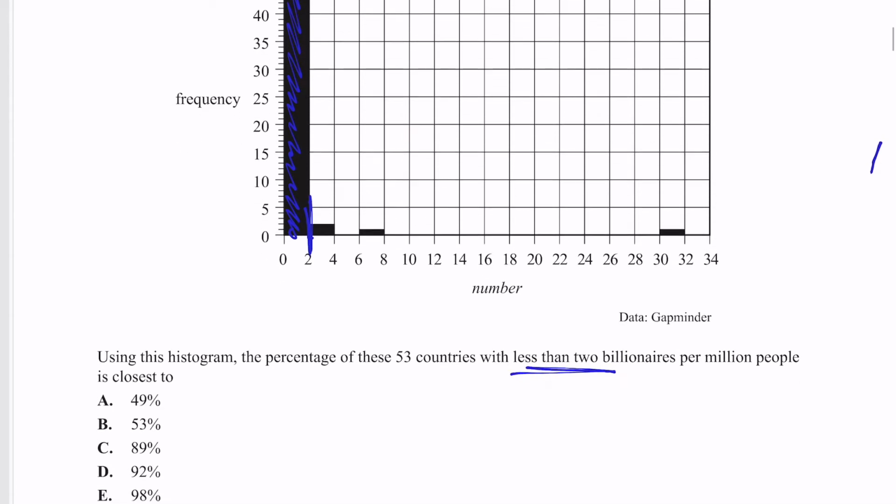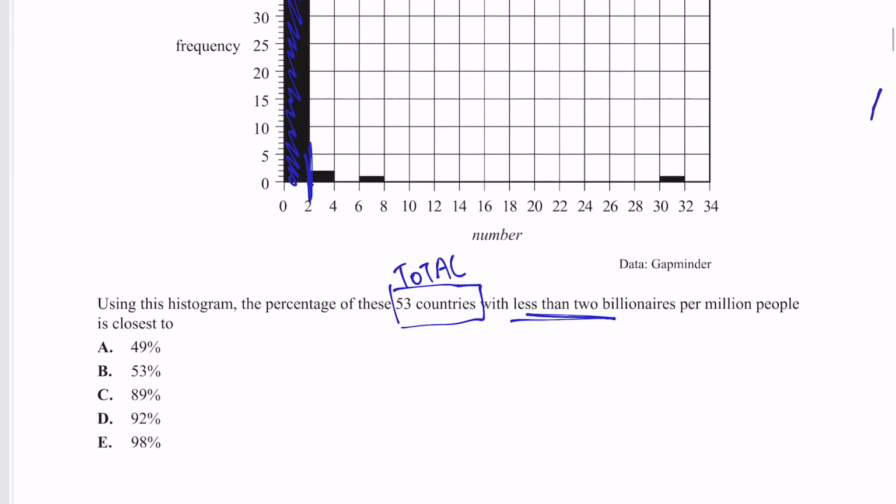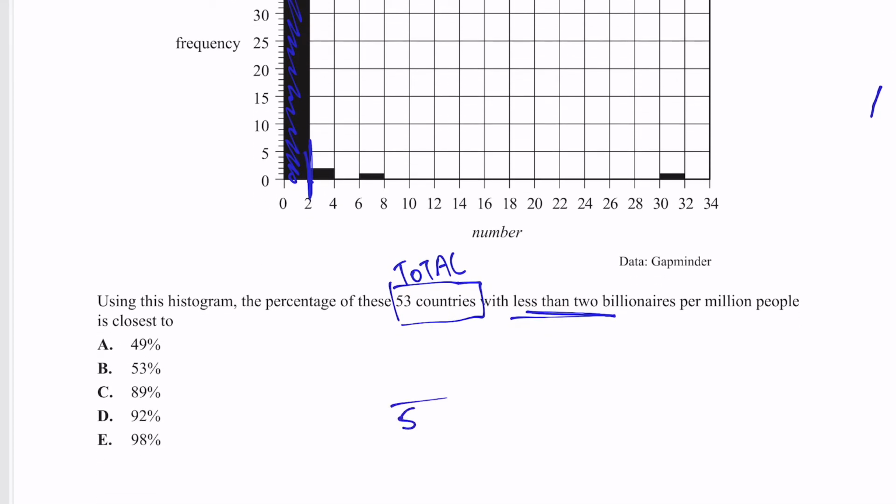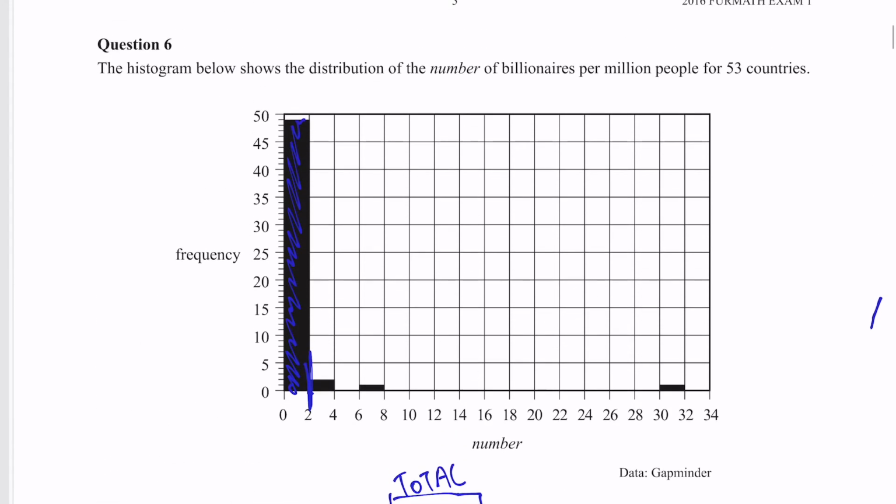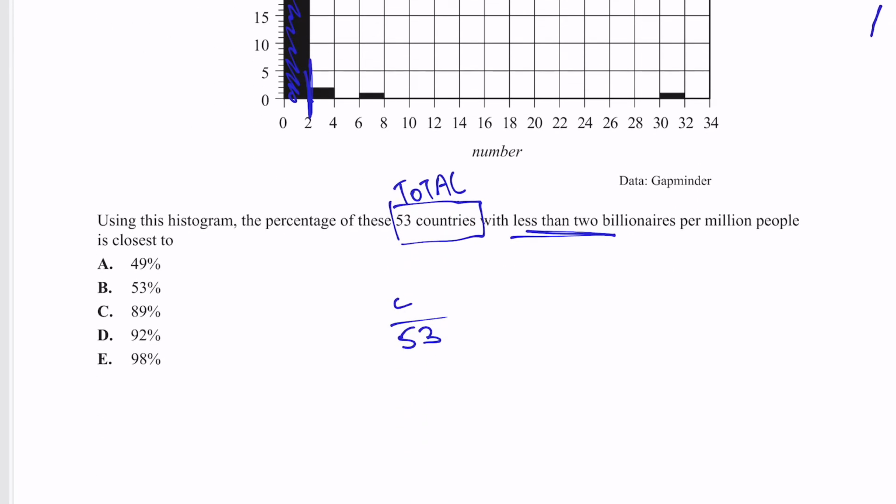And we want the percentage of these 53 countries. So we know that the total is 53. So this is the total. And we want for less than 2 billionaires. So the total goes at the denominator, so 53 at the bottom. And the frequency for less than 2 billionaires here is 49. So I'm just looking at my graph, 49 divided by the total, and we want it as a percentage, which means times 100. And that gives you, doing it on your CAS, 92.45. And it's asking for closest to, and that's closest to D.